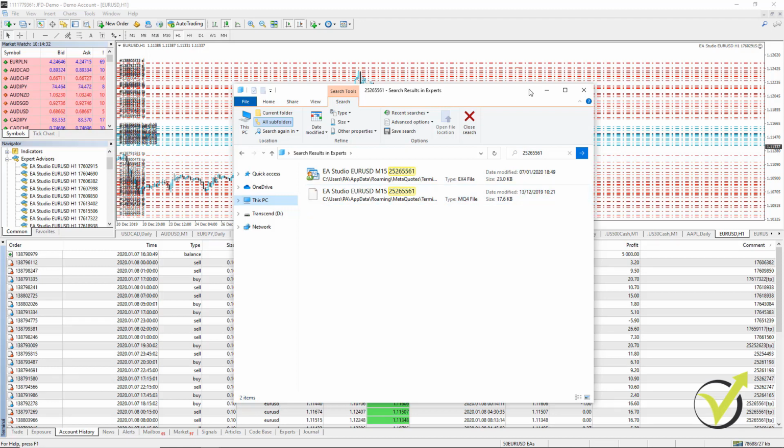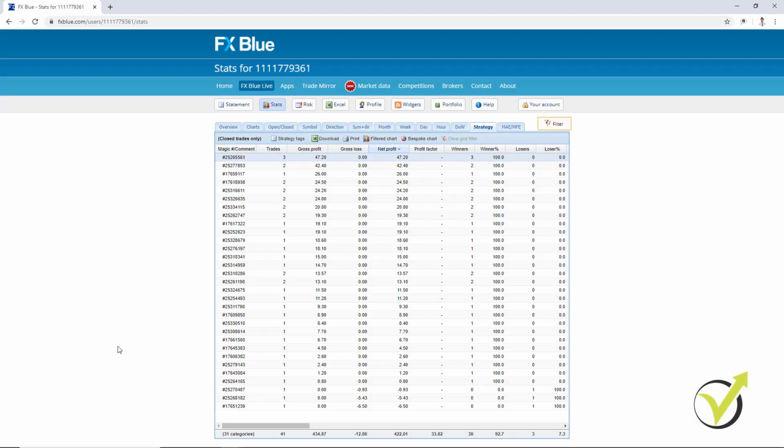Until you are confident with the system, until you get used to managing two accounts. And actually it's really easy to manage. I mean, we place the expert advisors, they start to trade, and then we connect it with FX Blue, and then we just follow the results and we see which are the top expert advisors.